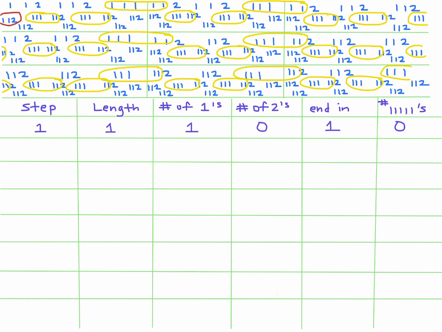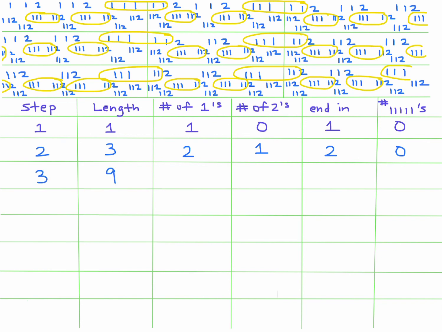So this is my step number 2 when I go to the next step. The 1, 1, 2 is step number 2, and the length is 3 now. How many 1s are there in 1, 1, 2? There's 2. How many 2s? There's 1. It ends in a 2. And how many of these 5 1s do I have? 0 so far. Now the next step would involve 9, and it's these 9 right here: 1, 1, 2, 1, 1, 2, 1, 1, 1. So that's the next step.